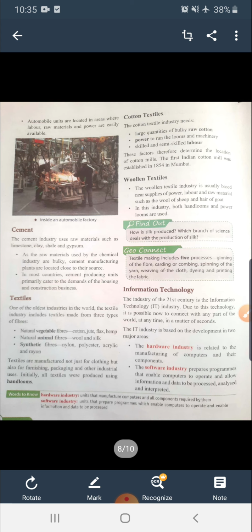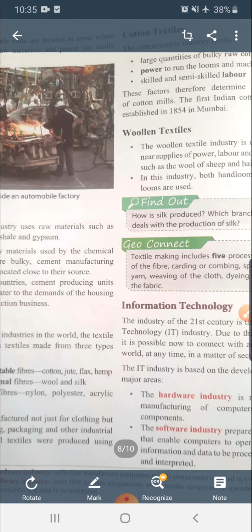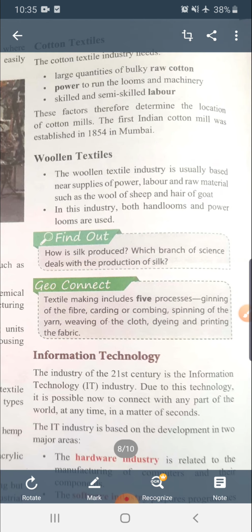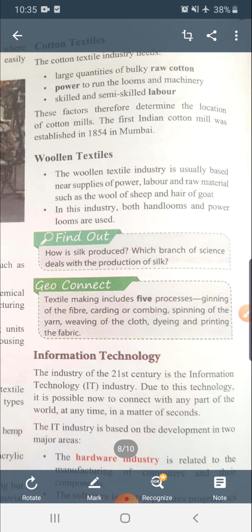So you need to remember where the first Indian cotton textile mill was established. It was established in 1854 in Mumbai. The woolen textile industry is usually based near the supply of power, labor, and raw material, such as the wool of sheep and hair of goats.